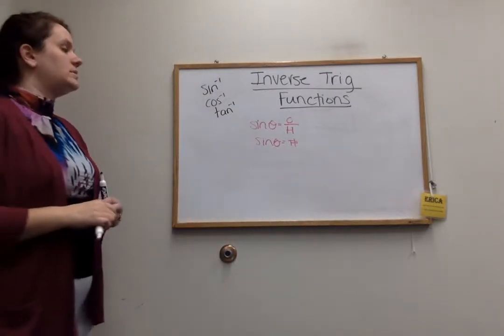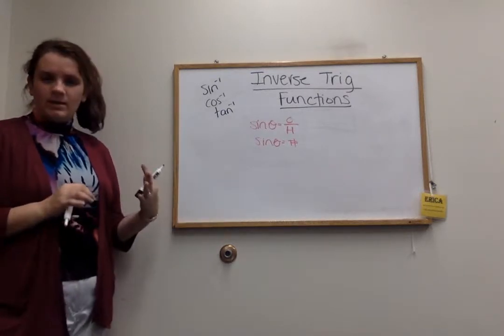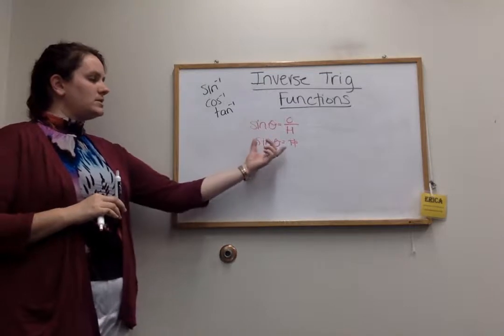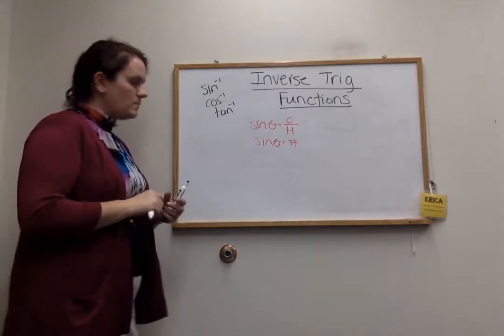Okay. Technically, that number has to be between 0 and 1. We haven't really gotten to that point in the unit yet, but every sine value will be a decimal. And that's also true for cosine.